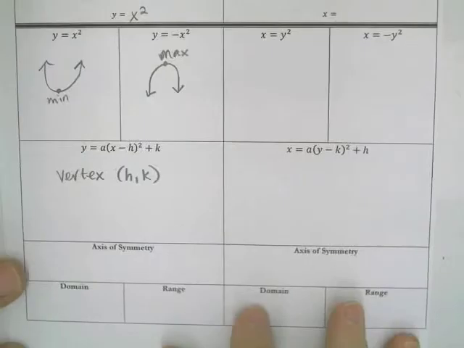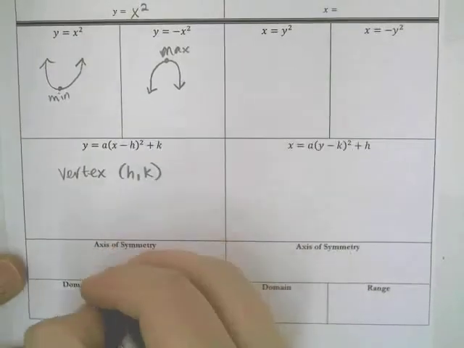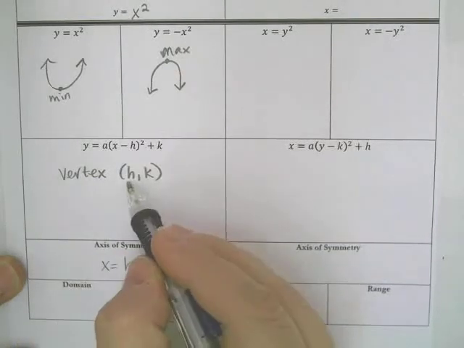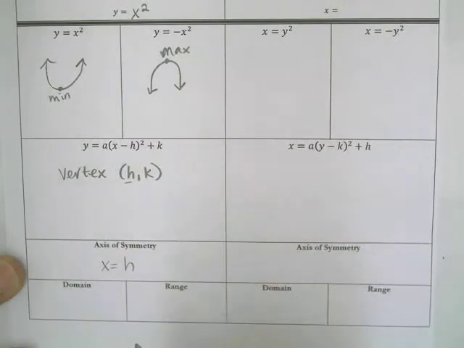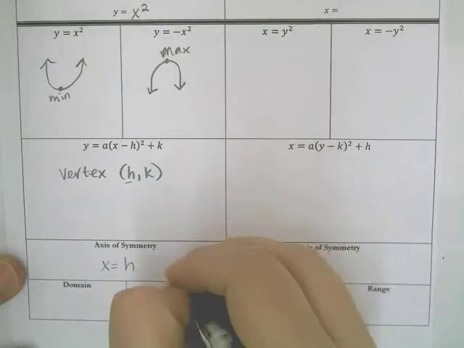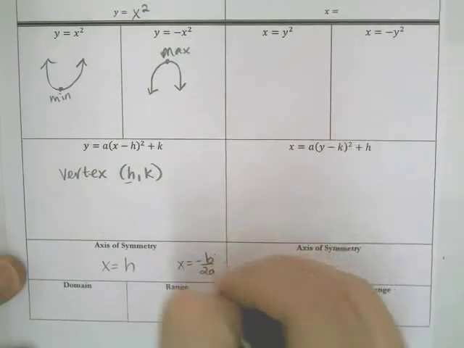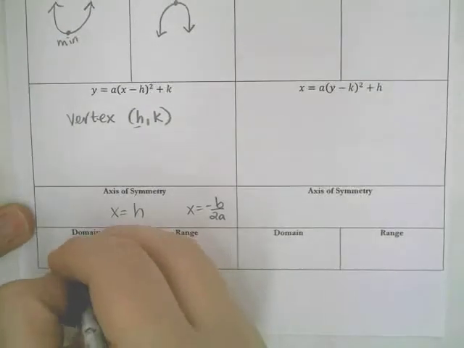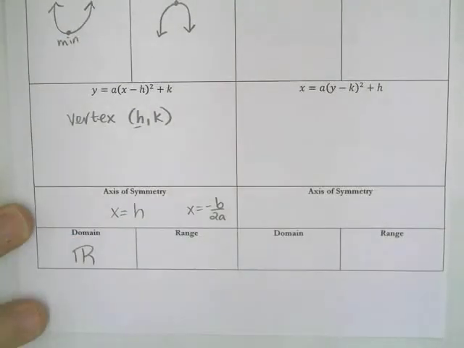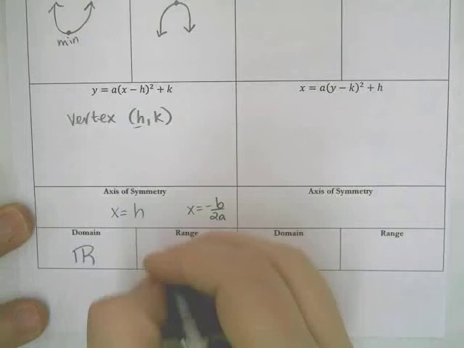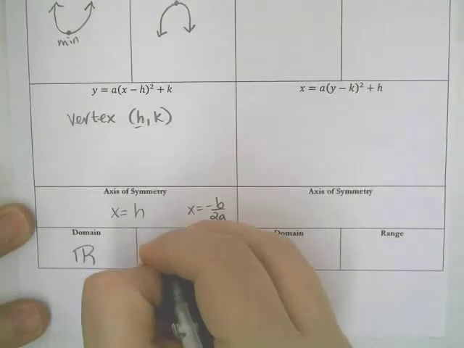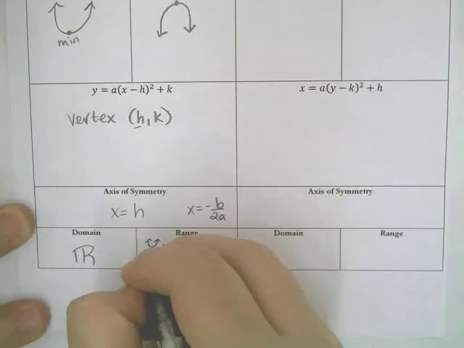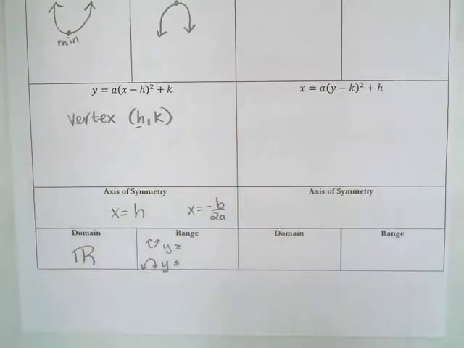Okay? We also know the axis of symmetry. The axis of symmetry is just x equals h from your vertex. But if you don't have your vertex, then it's x equals negative b over 2a. When we graph parabolas, it's always all reals for the domain. But then our range is different. Our range is either a greater than, if it goes up like this, and it's a less than if it goes down like this. Okay? So that's a basic review.